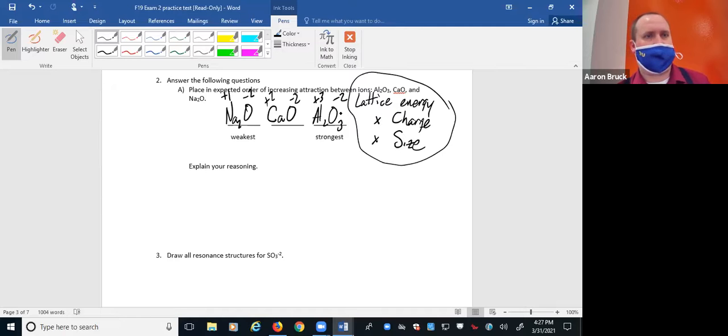Can you just multiply the charges? Which one's the biggest? That's more or less what it is. So this is based on Coulomb's law. Coulomb's law says that you multiply the charges and divide by the distance between them. So from that standpoint, if you multiply these, you get a -2 here, -4 here, -6 here. That is going to have a much bigger impact than the radii.